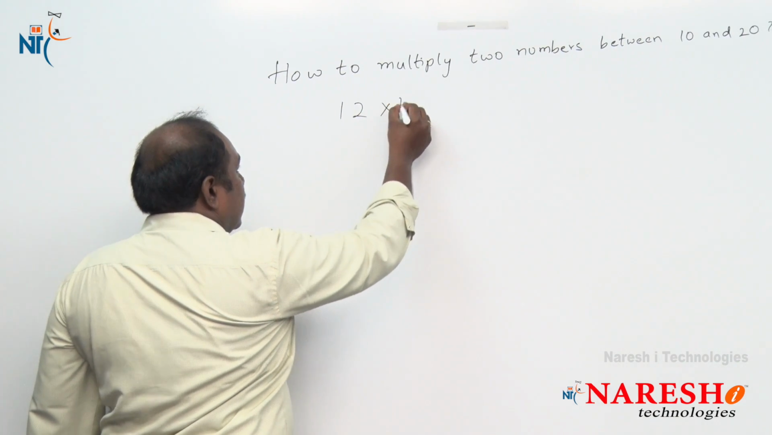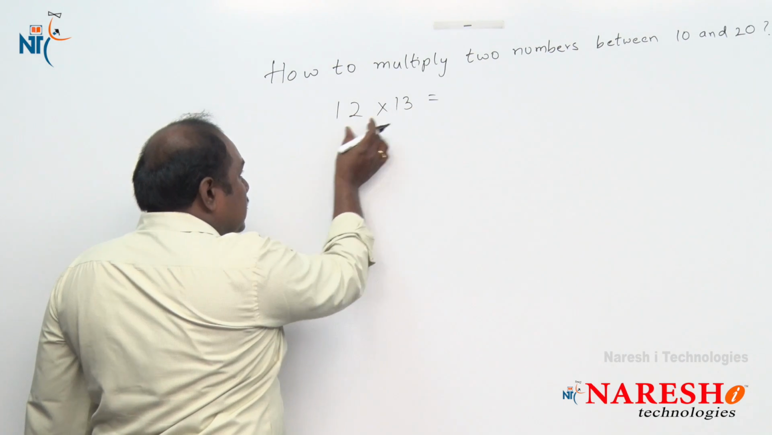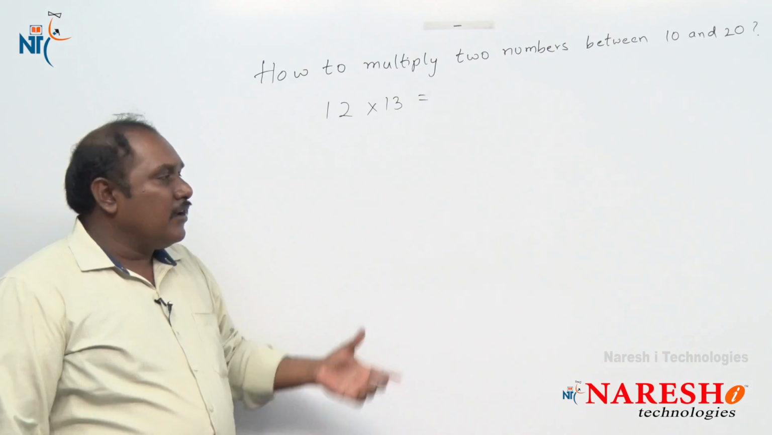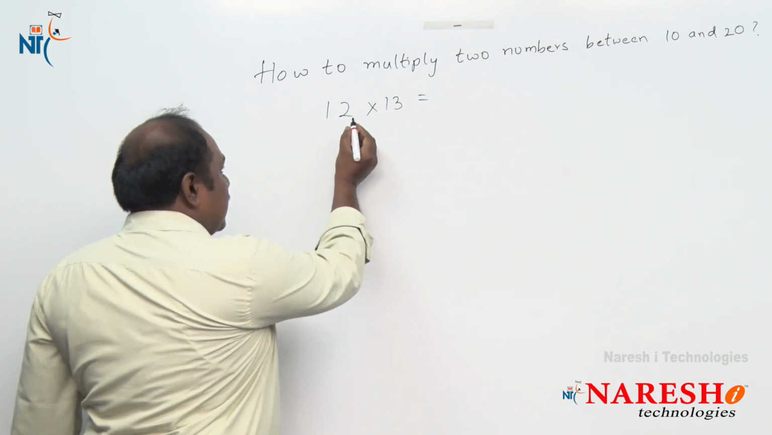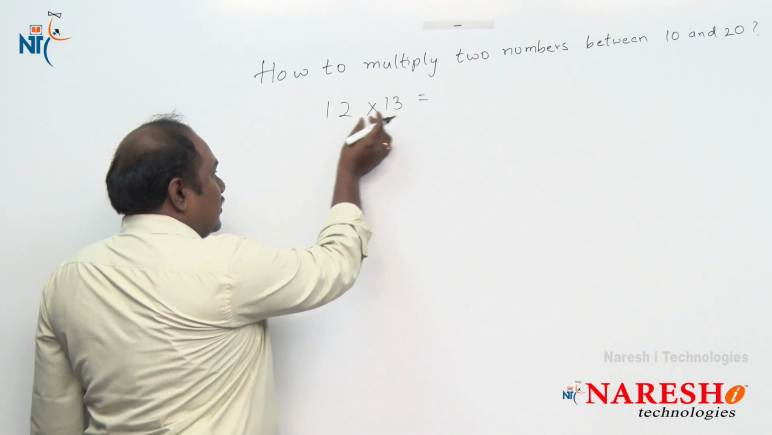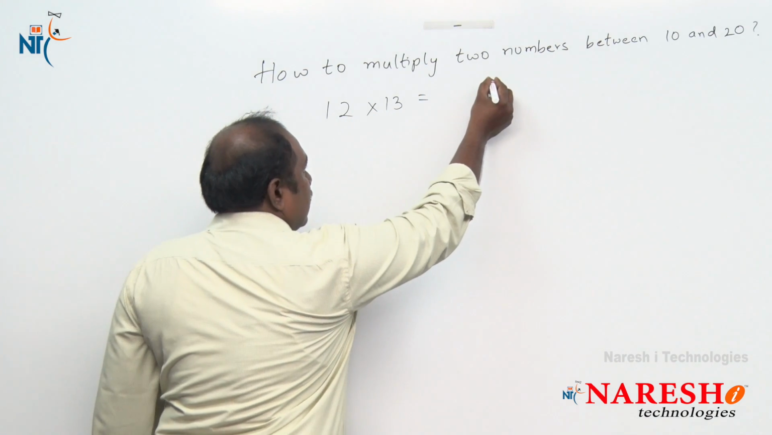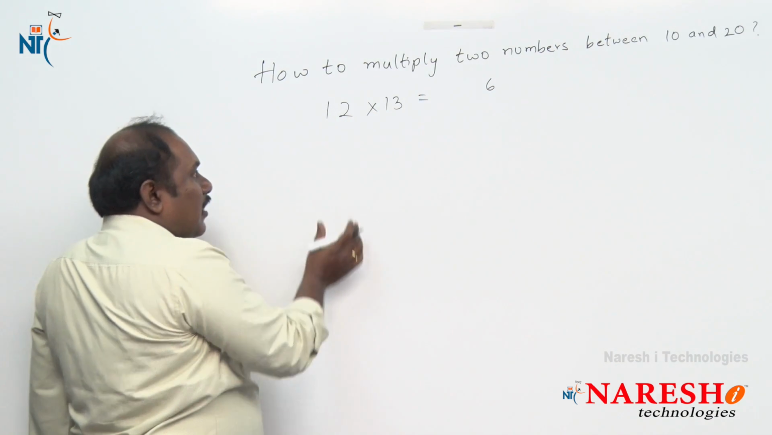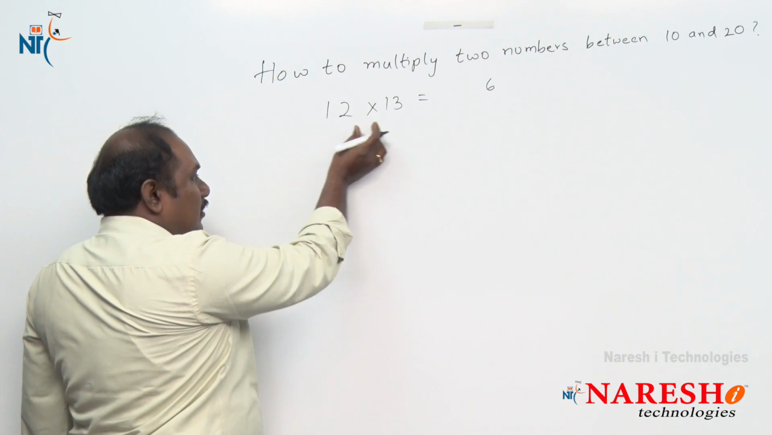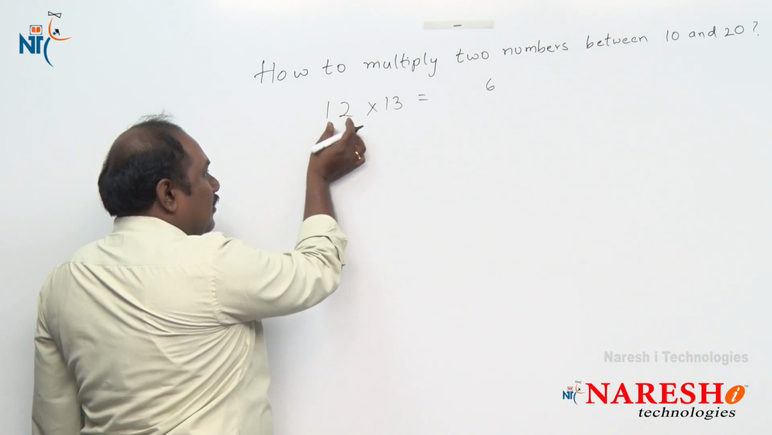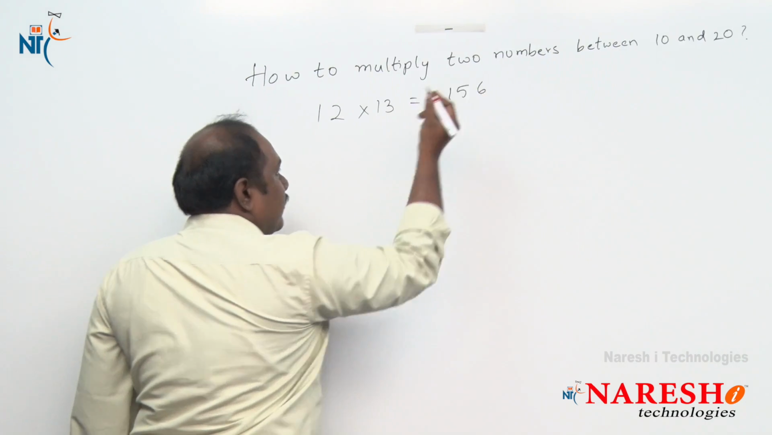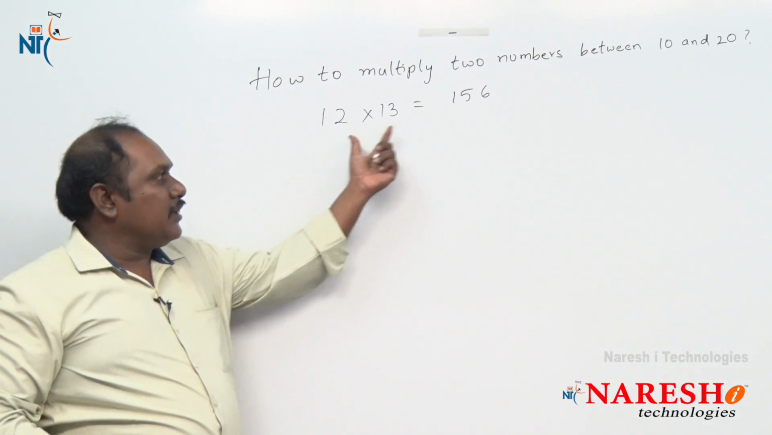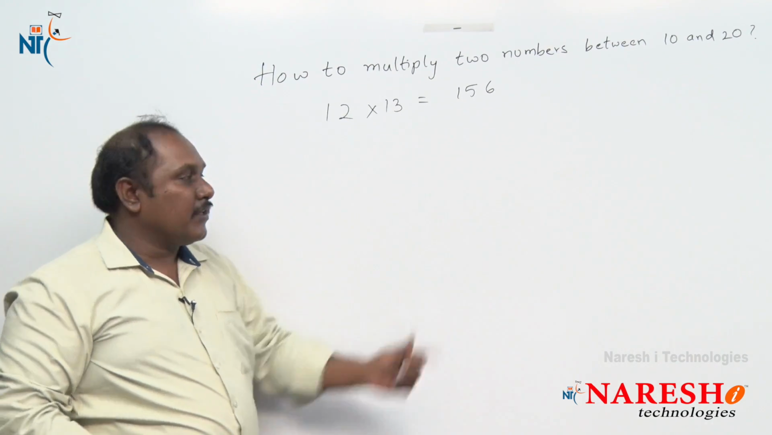12 into 13. Now you can see both the numbers are between 10 and 20. Now how simply can we multiply these two numbers? The first step, multiply the unit digits. 2 into 3, 6. Add the first number with the unit digit of the second number. 12 plus 3, 15. So 12 into 13 is 156.